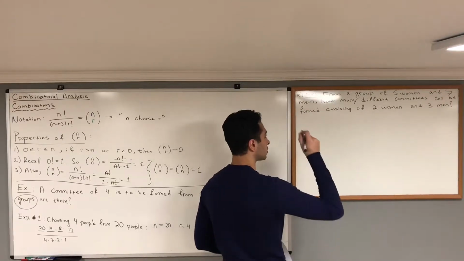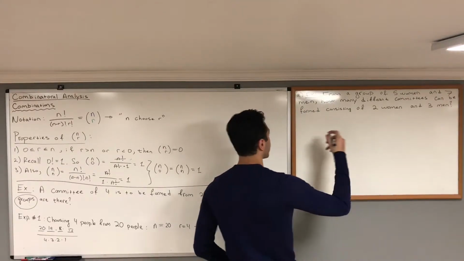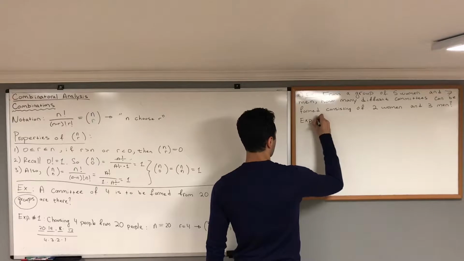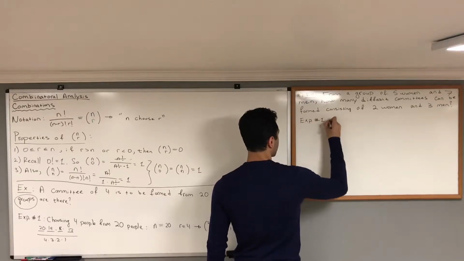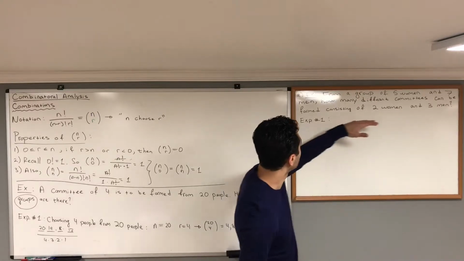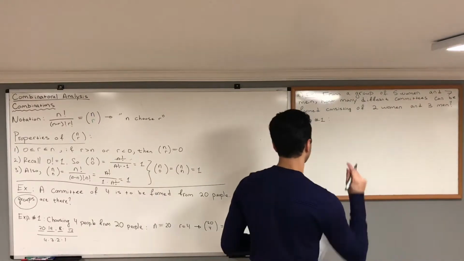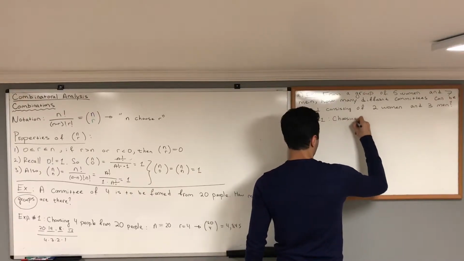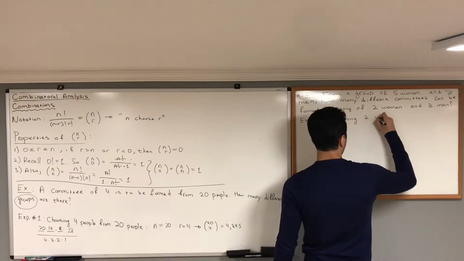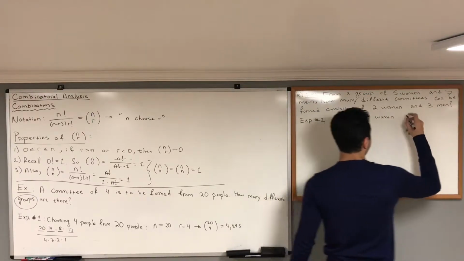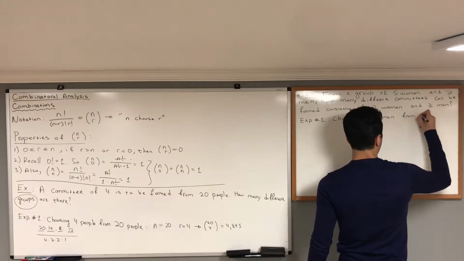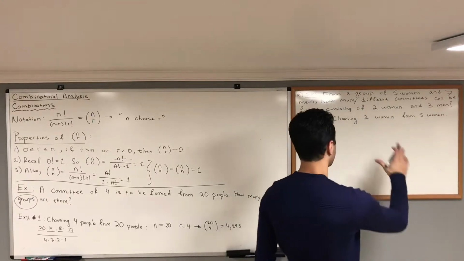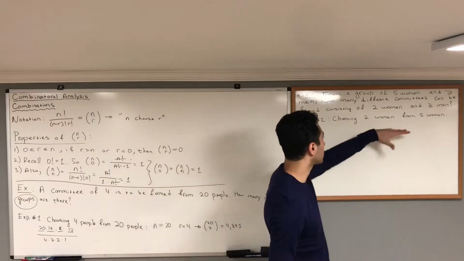Okay, next thing you should do is recognize how many experiments you have and what are they. Well, I think we have 2 experiments here. Experiment number 1 is, well, I'm choosing 2 women from the 5 women, right? So that's my first experiment. Choosing 2 women from 5 women. Now let's just focus on this for now. You're choosing 2 women from the 5 women.